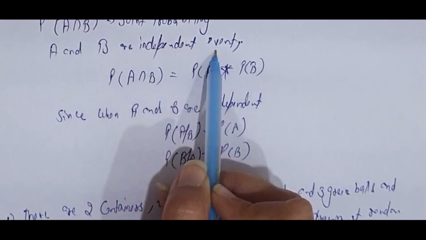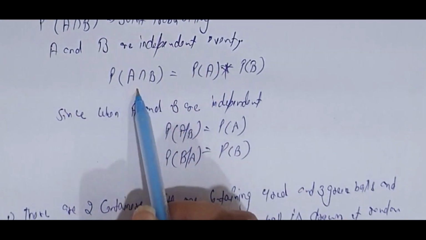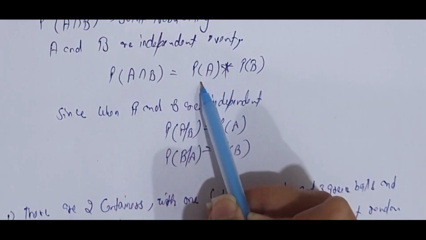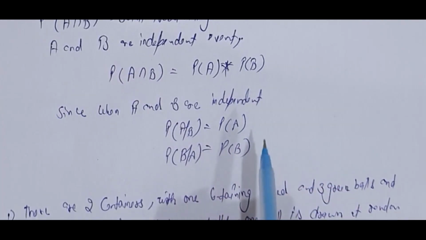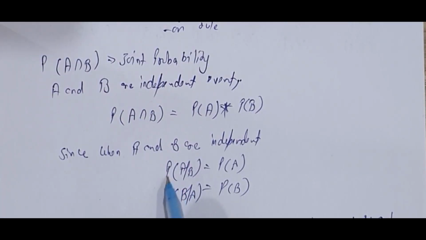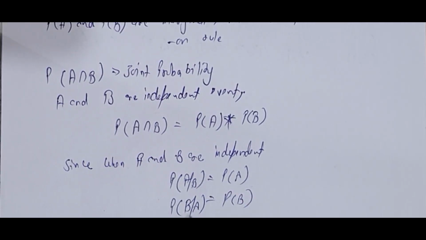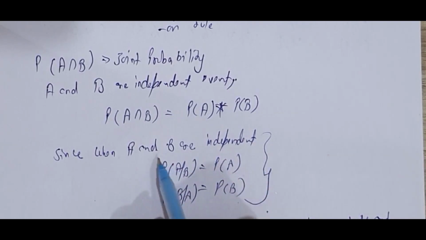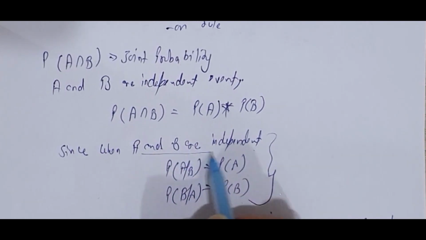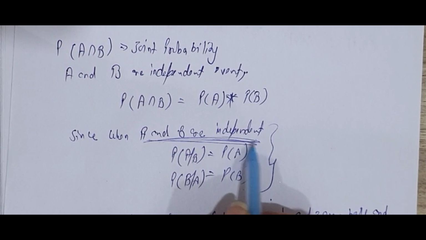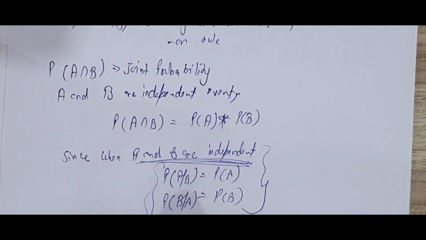If A and B are independent events, then probability of A joint B is equal to probability of A into probability of B. When A and B are independent, then probability of A given B is equal to probability of A, and probability of B given A is equal to probability of B. This is only applicable when A and B are independent. This is important. If A and B are independent, then this condition can be applied.